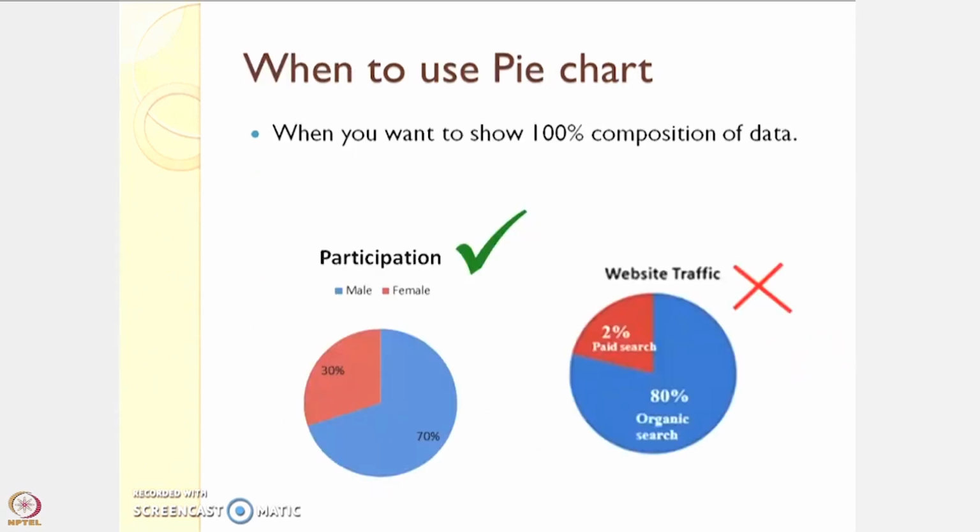First, pie chart. When to use a pie chart? You use a pie chart when you want to show 100% composition of your data. For example, look at this image on the left side. Over here, the composition of data is 100%, whereas in this image, the composition is 82%. So this is a wrong pie chart.